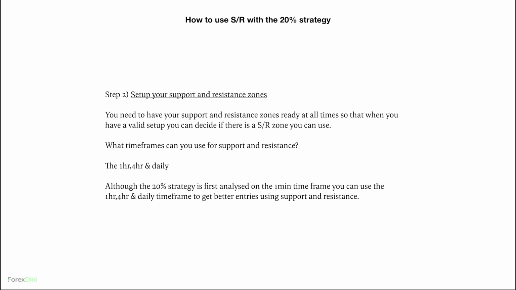Although the 20% strategy is first analyzed on the 1 minute time frame, you can use the 1 hour, 4 hour and daily time frame to get better entries using support and resistance. So yeah, don't go below the 1 hour. Between the 1 hour and the daily time frame is where you need to set your support and resistance zones.